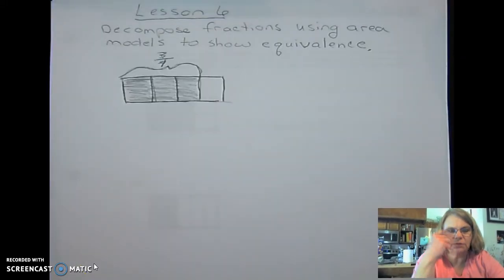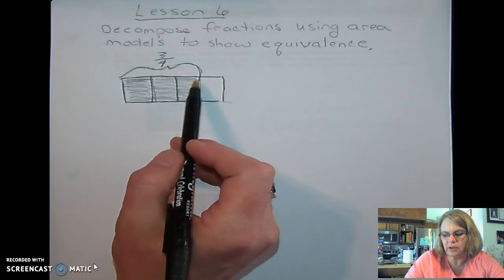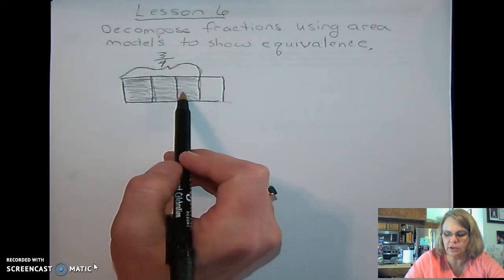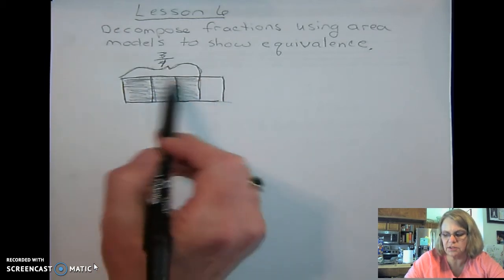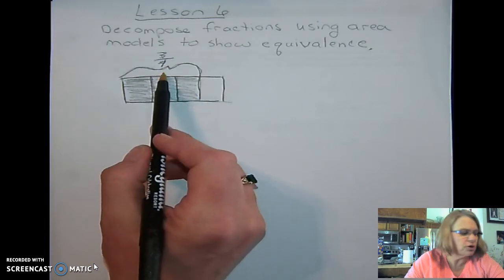Hello, today we're going to do lesson 6, which is the last lesson in topic A, decomposed fractions using area models to show equivalence. So, right here I have 3/4. I think we all agree that this shows 3/4. This is an area model. 3 of them are colored in and it shows 3/4.